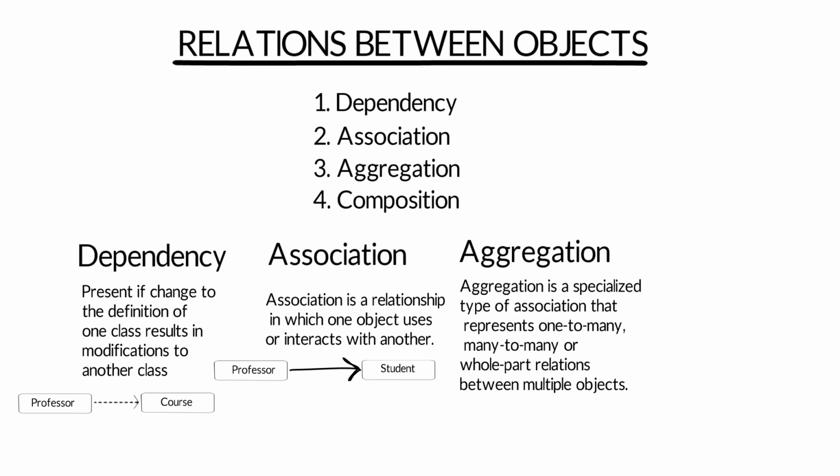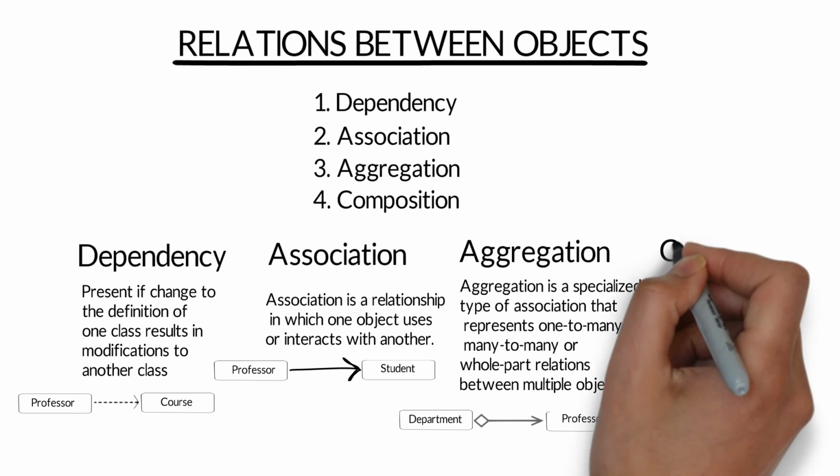Aggregation is a specialized type of association that represents one-to-many, many-to-many or whole-part relations between multiple objects, whereas a simple association describes relations between a pair of objects. If one object contains other objects as replaceable or removable parts, then the containing object aggregates the other objects. For example, a single college department contains many professors. Simply, aggregation implies containment, but containment doesn't imply aggregation. For instance, a classroom contains students, but it is not made up of students.